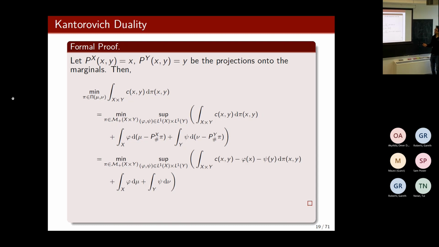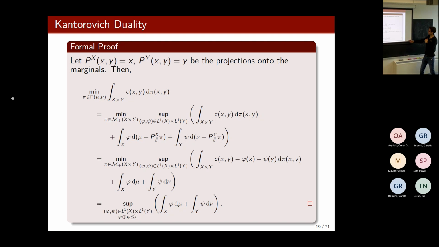I can rewrite this slightly. I keep my integral of phi with respect to mu, I keep my integral of psi with respect to nu, and then I absorb the marginal constraints by having c of xy minus phi of x minus psi of y, all integrated with respect to pi. Now this is where I become a little bit formal, because I switch the minimum and the supremum around. Once I do that, I end up back with a constrained optimization problem again, but now the constraints are going to be on phi and psi.